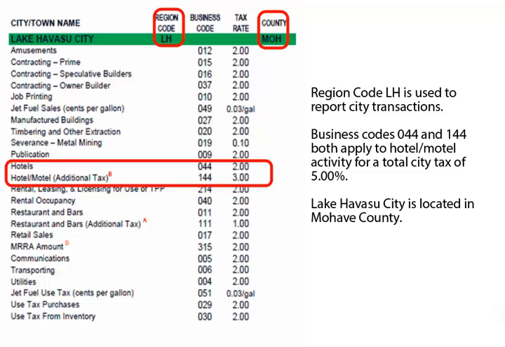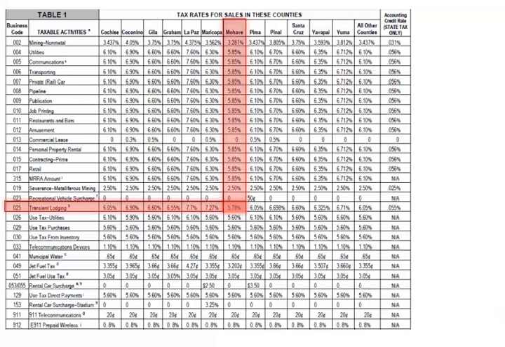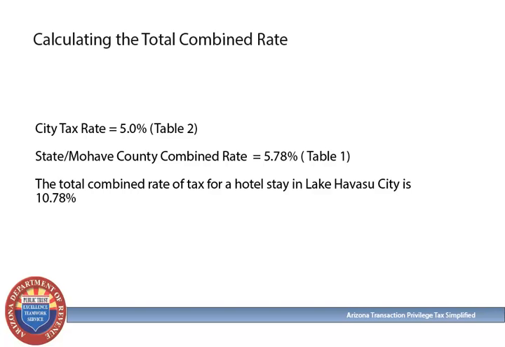Also, Lake Havasu City is located in Mohave County. The combined state and county rate of tax can be found on Table 1 at the intersection of the transient lodging row and the Mohave County column. The rate is 5.78%. The city rate equals 5%. The state and county rate for Mohave County equals 5.78%. The total combined rate of tax for a hotel stay in Lake Havasu City is 10.78%.